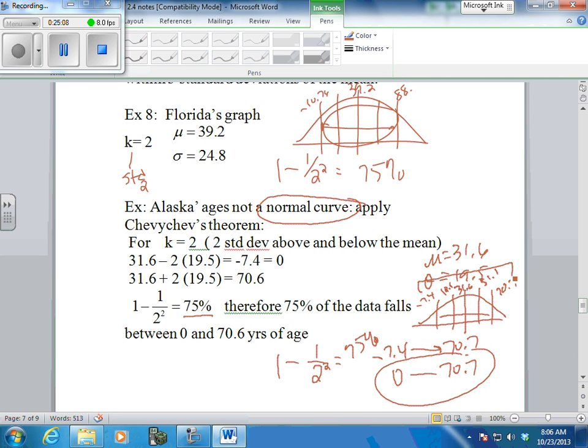Where'd you get this information? Out of the book, on the bottom of 81. On the bottom of 81. I just did it with the Alaska people. The Alaska, it's right in your chart. Look at the chart on the left. There's your mean and your standard deviation.